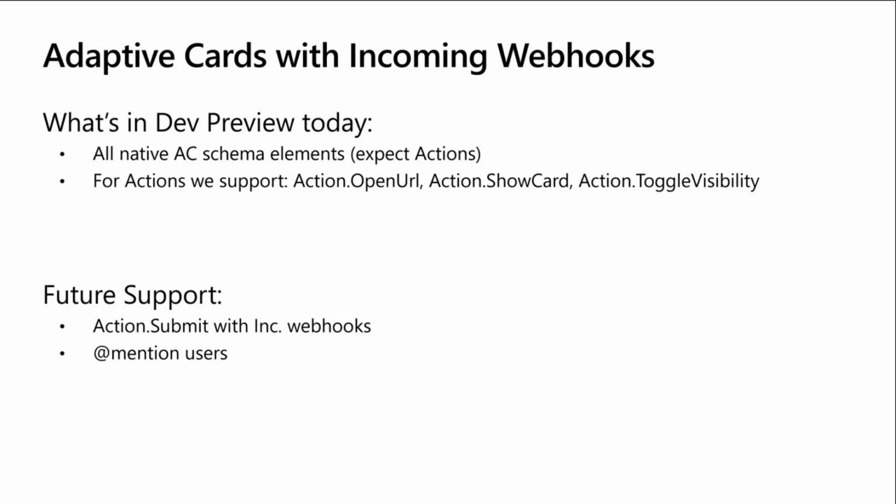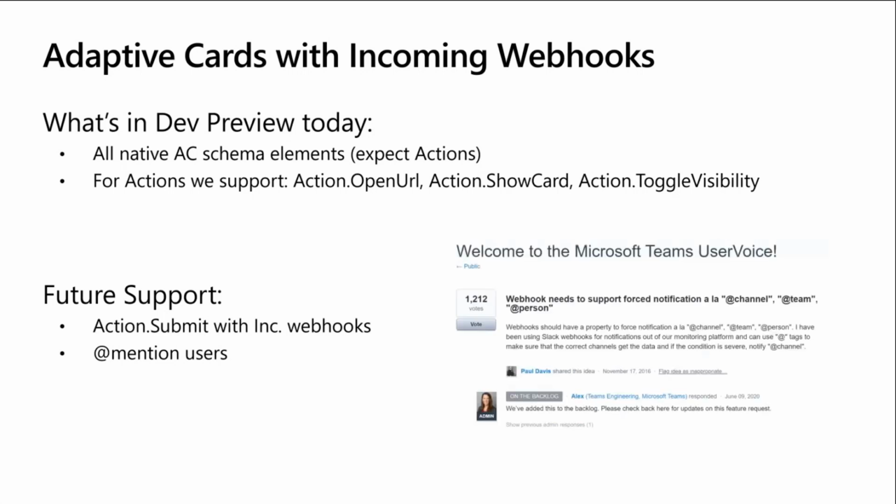In terms of future support, what we're really looking to do is in Q3 or H2 this year, we want to bring in action submit support, as well as the ability to mention users. The ability to mention users is also, I think, the top noted item within Teams user voice. So it is on the backlog and we are working on it. I can't commit to a timeline for this, but it's something that we are investigating.